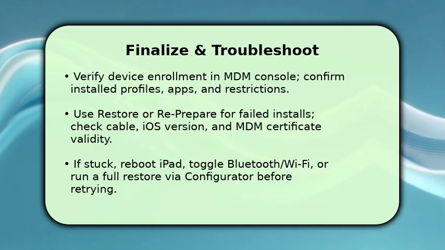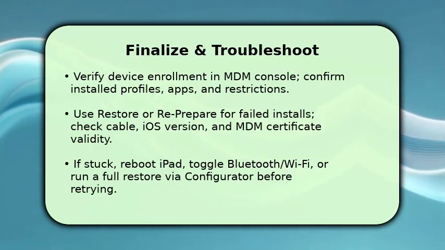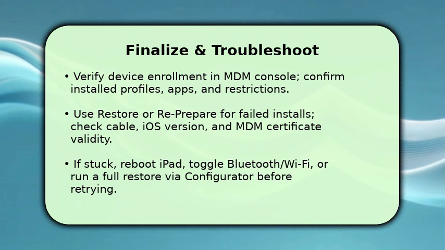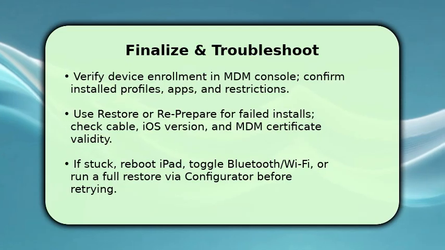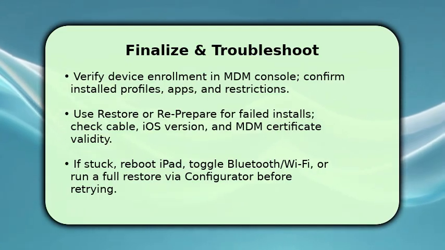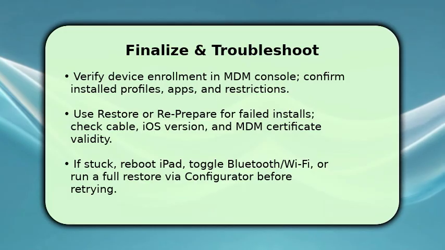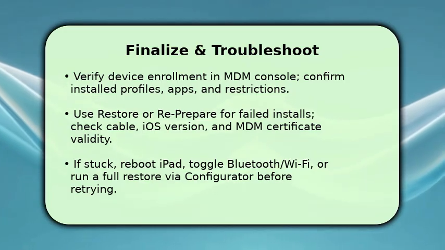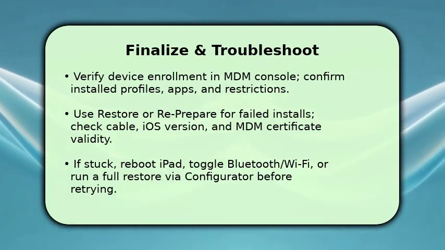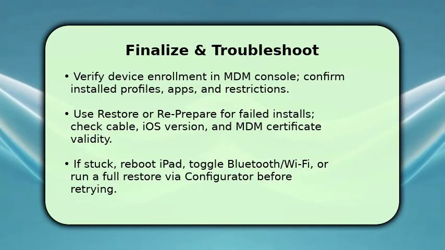If an install fails, re-prepare or restore the device. Start by checking the cable, iOS version, and that your MDM certificate is valid. If problems persist, reboot the iPad, toggle Bluetooth and Wi-Fi, or perform a full restore from Configurator. Then retry the prepare sequence to complete deployment.